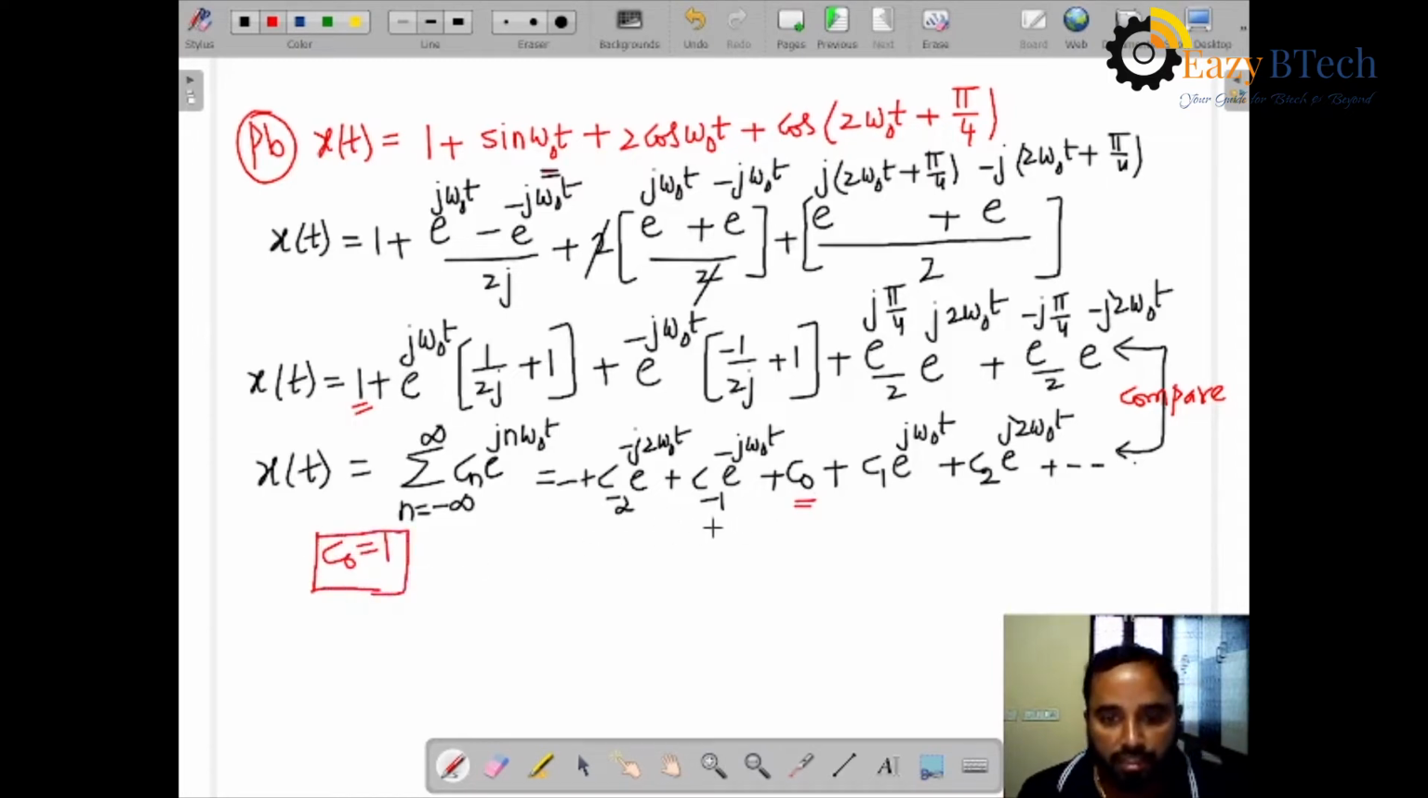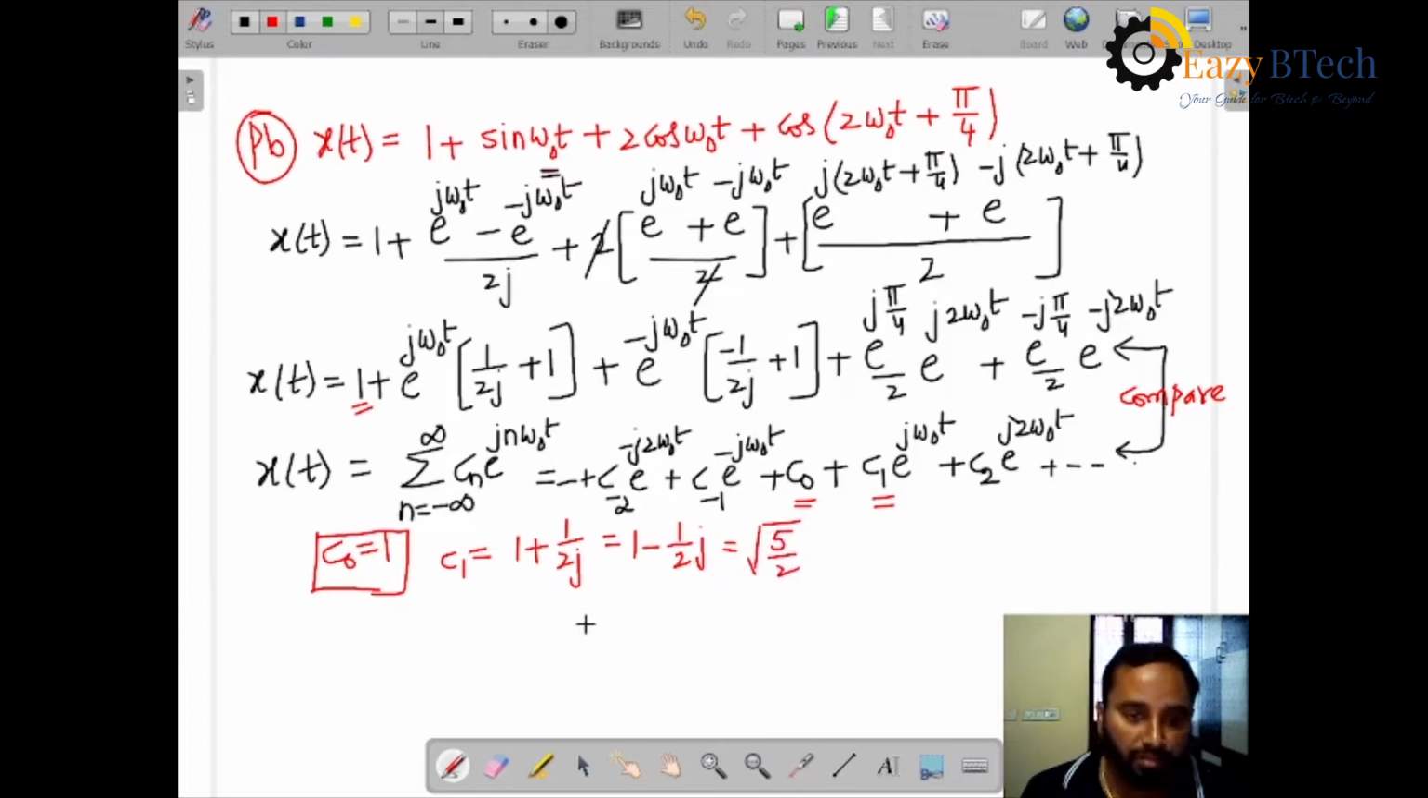Go on, C1. Here C1 is the coefficient of the j omega naught t term. C1 is equal to 1 plus 1 by 2j, or, writing 1 by j as minus j, 1 minus 1 by 2j. This is C1. What is the magnitude of C1? Under root of real part square plus imaginary part square: 1 square plus 1 by 2 whole square. I think it will be root 5 by 2. Magnitude I am writing, value.